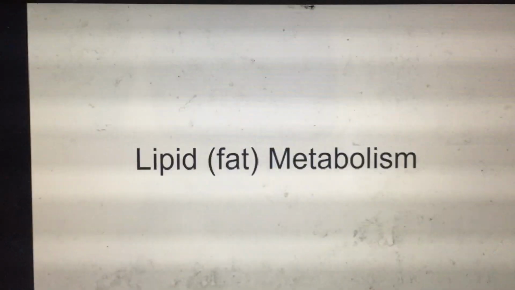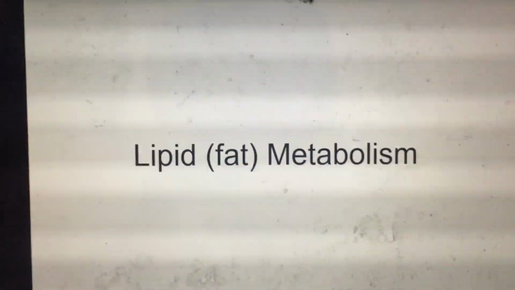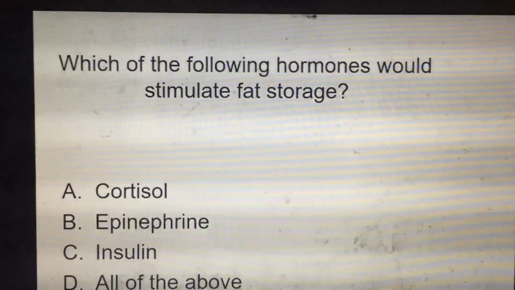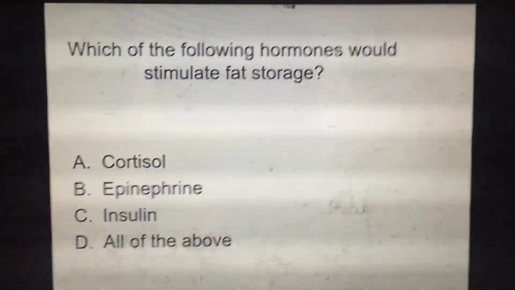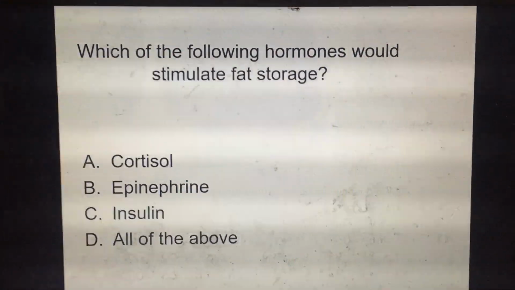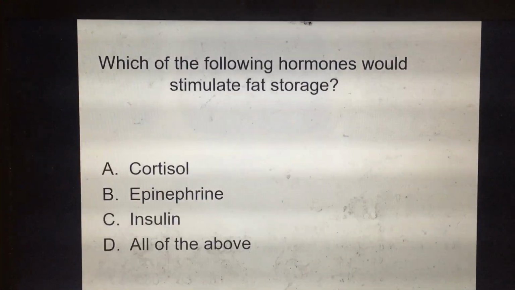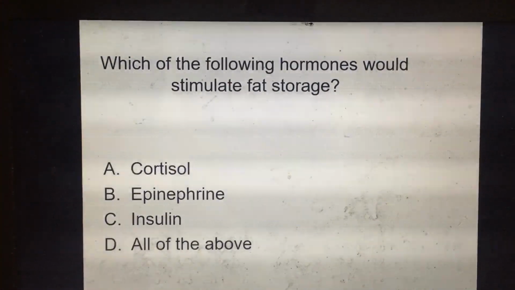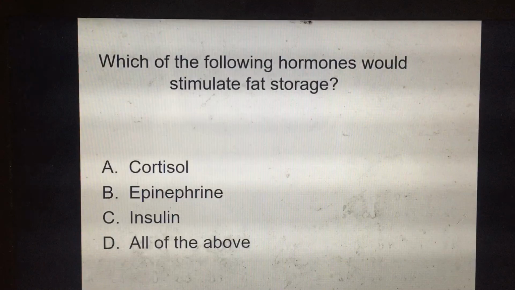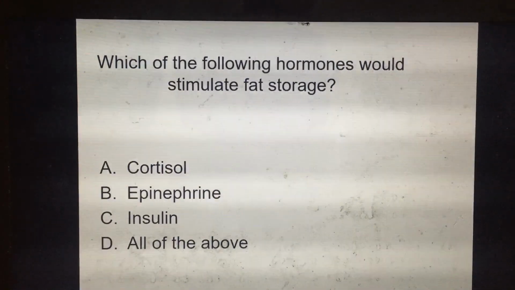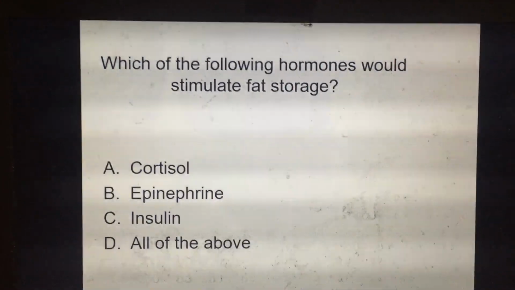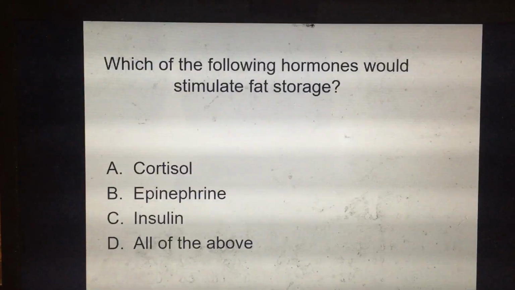Now I'm going to get into our new section. So this is lipid or fat metabolism. And a few questions here to kind of lead you into this section. So some of this is review. Which of the following hormones would stimulate fat storage? So your options here are cortisol, epinephrine, insulin, or all of the above. The correct answer is C, insulin.